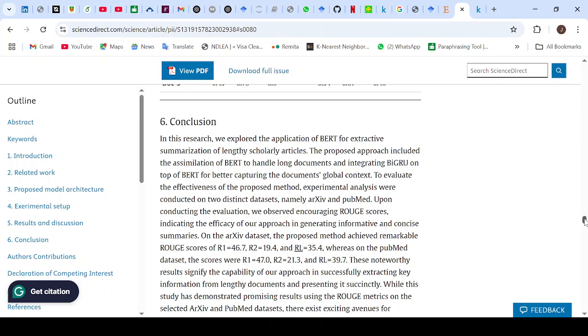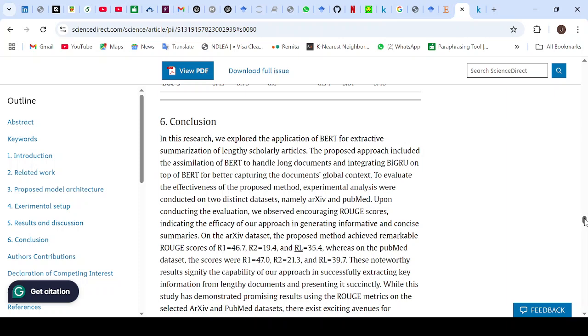In this research, we explore the application of BERT NLP technique for extractive summarization of lengthy scholarly articles. The proposed approach includes the assimilation of BERT to handle long documents and integrating BiGRU on top of BERT for better capturing the document global context.